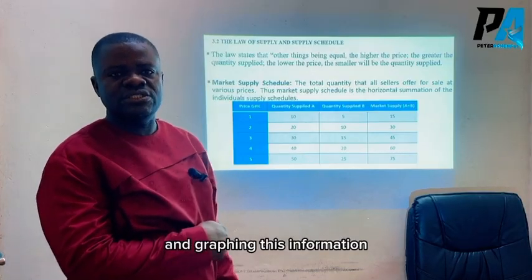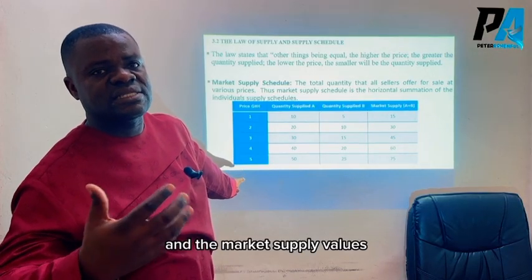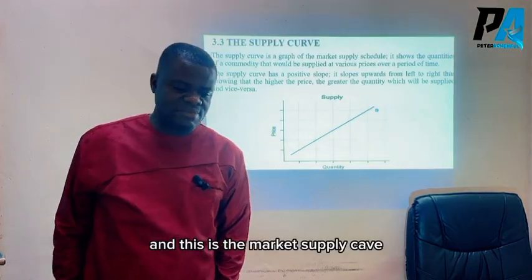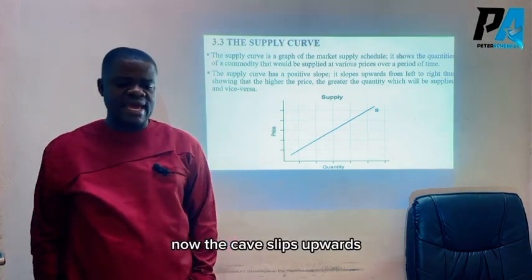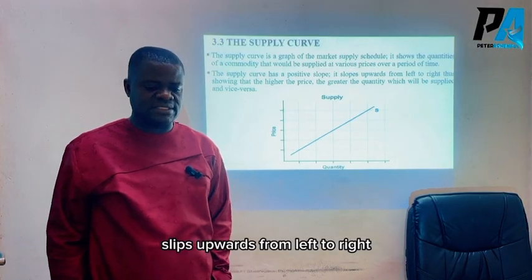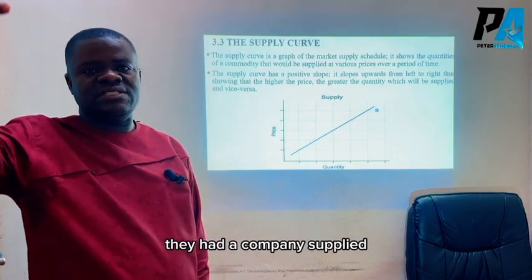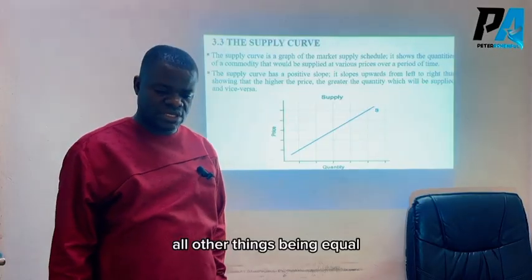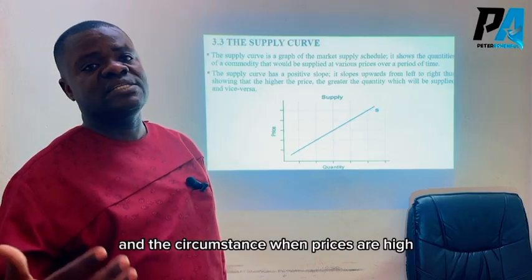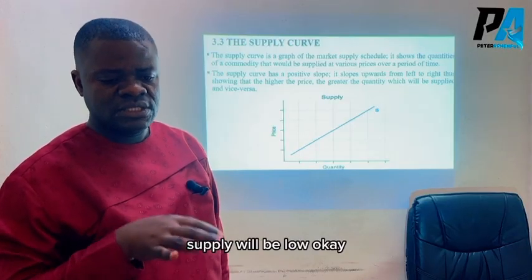Graphing this information, that is, the price of the commodity and the market supply values, we obtain the upward sloping curve. This is the market supply curve. The curve slopes upwards from left to right, indicating that the higher the price, the higher the quantity supplied, all other things being equal, that is ceteris paribus. Under normal circumstances, when prices are high, supply will also be high, but when prices are low, supply will be low.